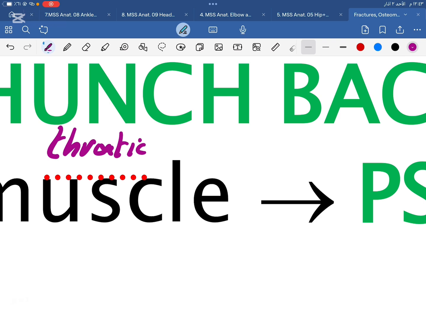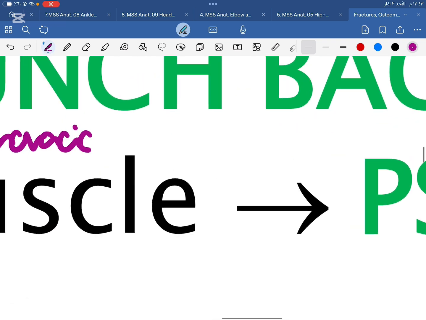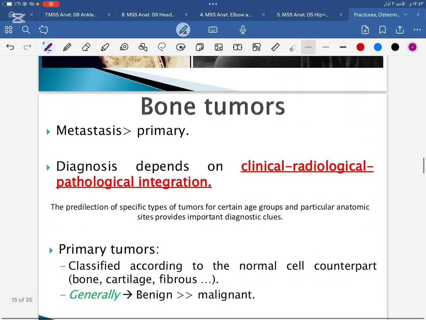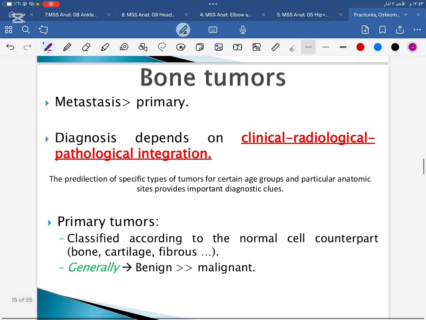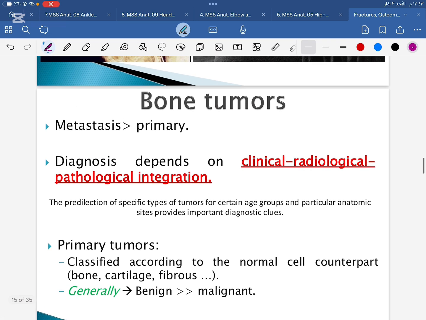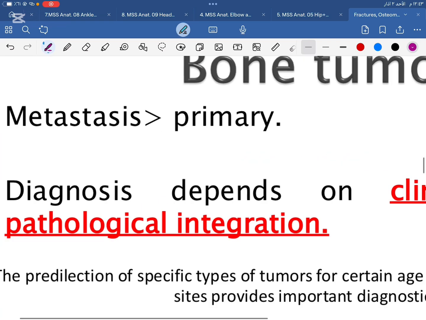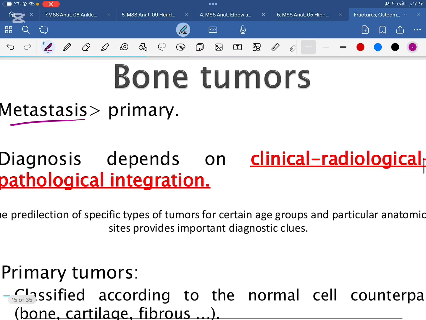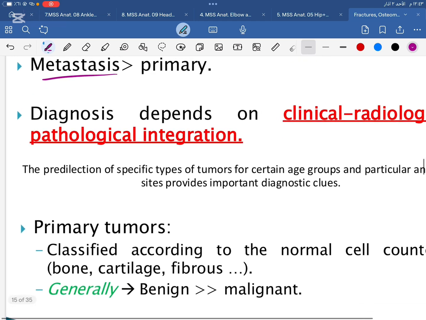Now we come to neoplastic lesions of the bone. Bone tumors could be secondary metastatic lesions or primary bone tumors. Metastatic tumors are more common than the primary ones. Diagnosis depends on clinical, radiologic, and pathologic correlation.